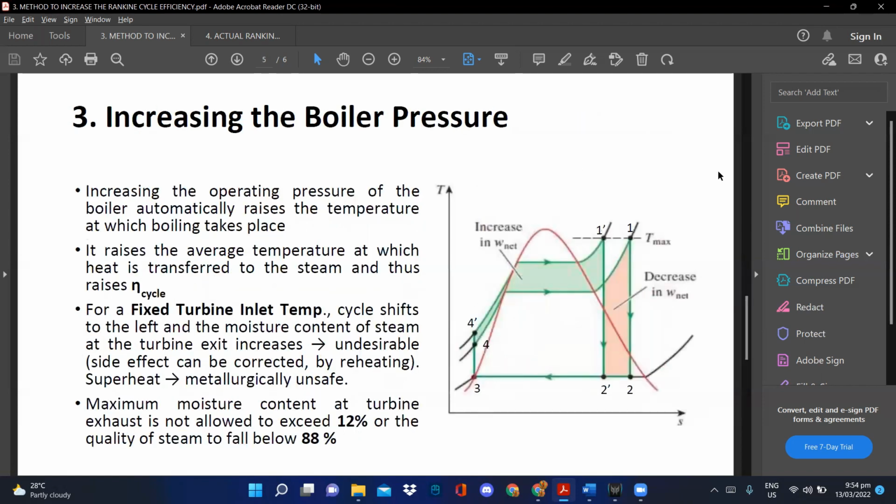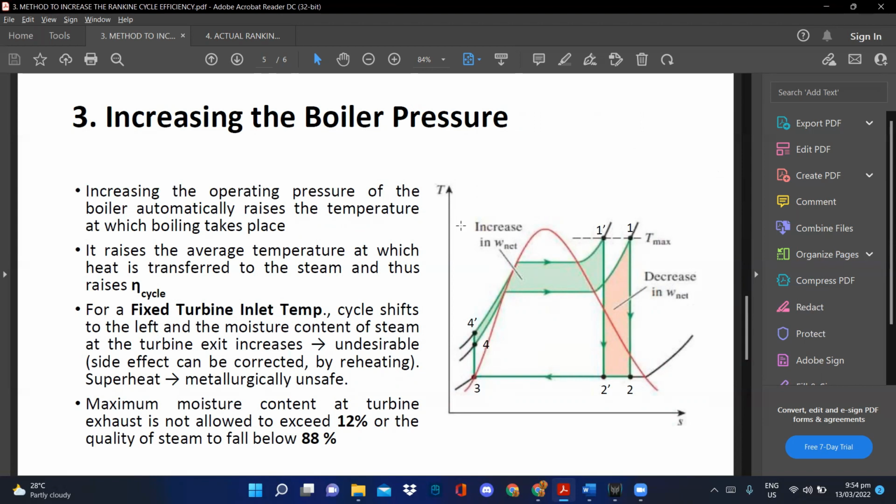Next, another method to increase your Rankine efficiency is increasing the boiler pressure. Increasing the operating pressure of the boiler automatically raises the temperature at which boiling takes place. It raises the average temperature at which heat is transferred to the steam and thus raises its cycle efficiency.